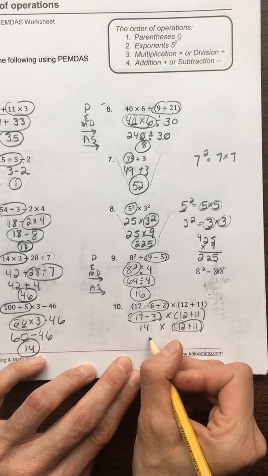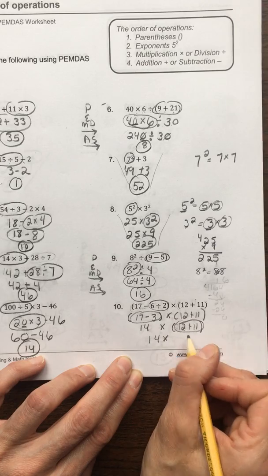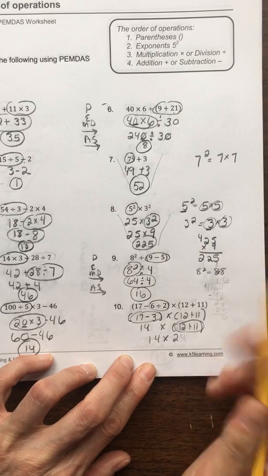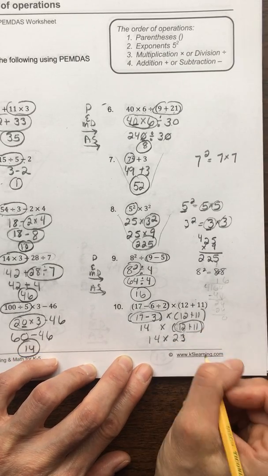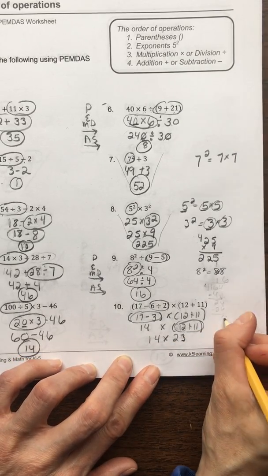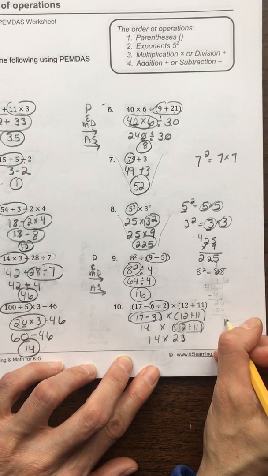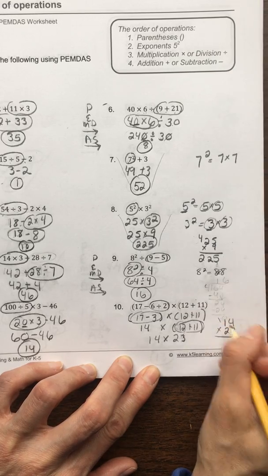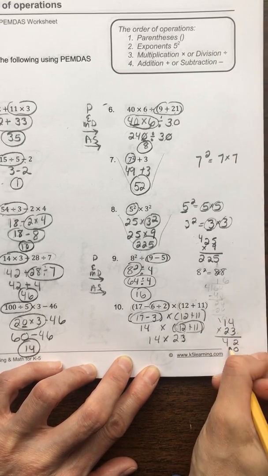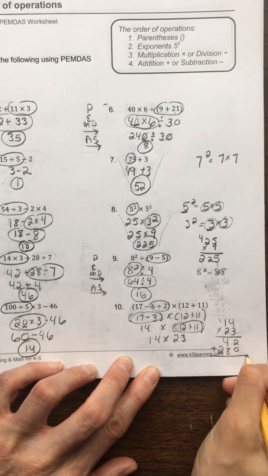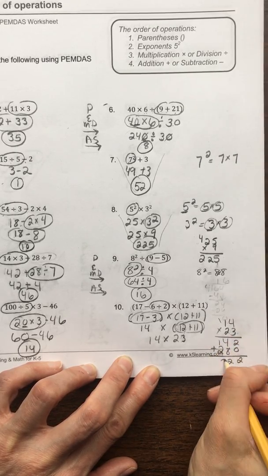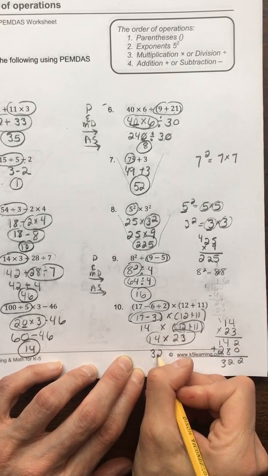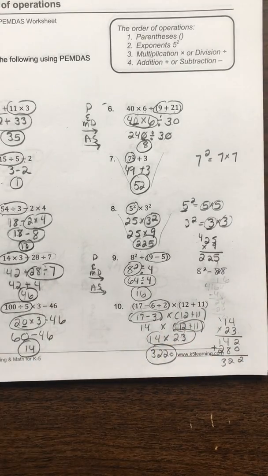Now I circle it. And I say 14 times 24, 23, sorry. I'm going to do a side problem. And that is my answer, 322. Okay?